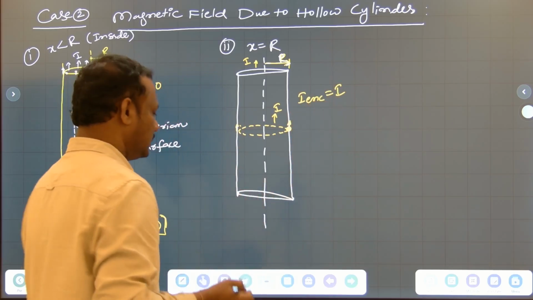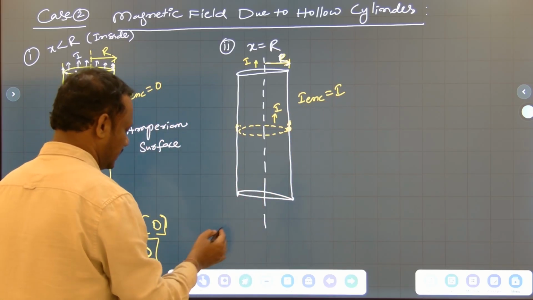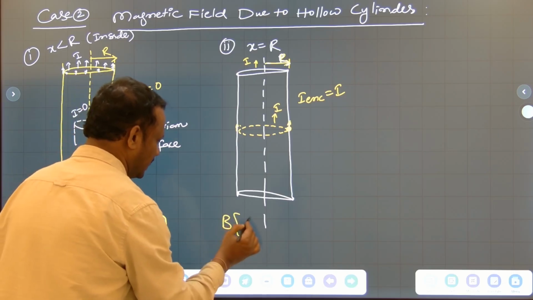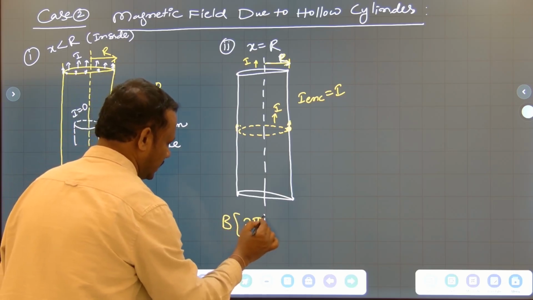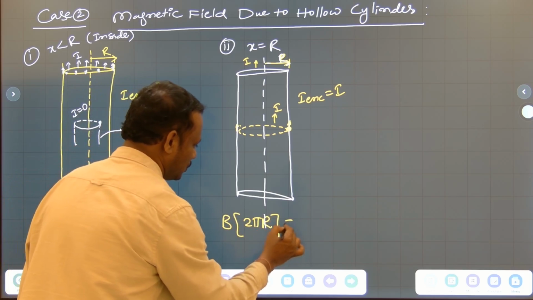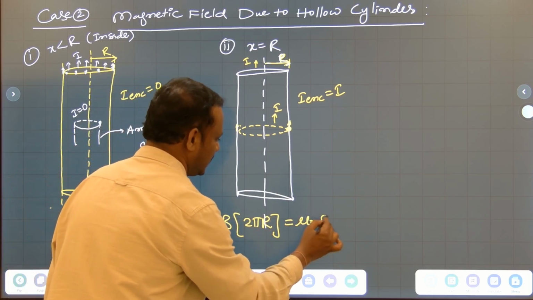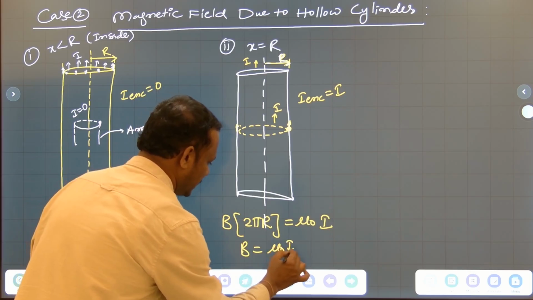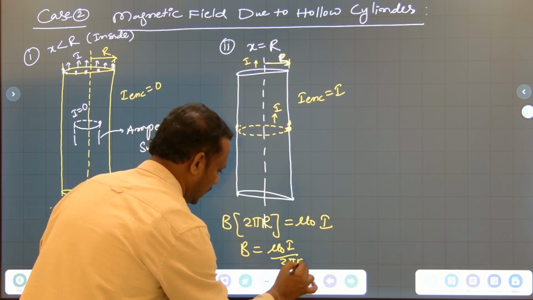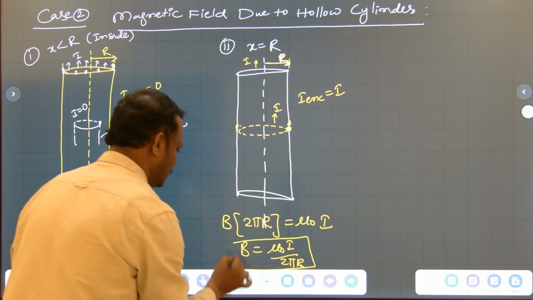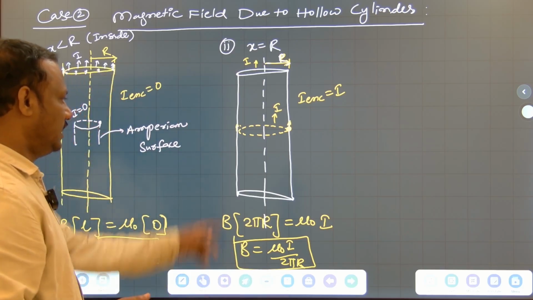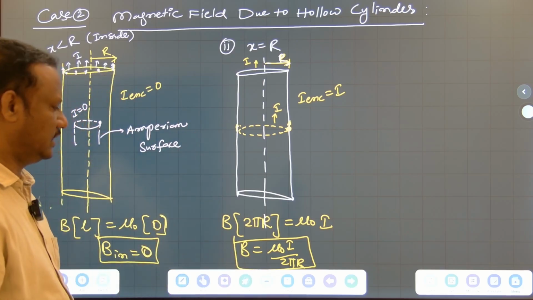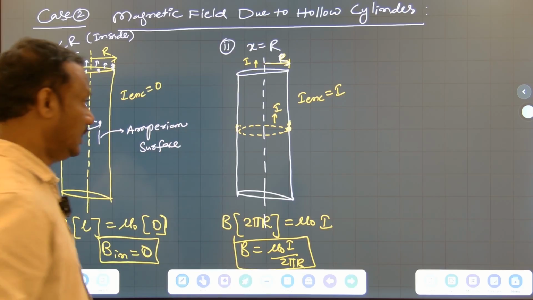Now you apply Ampere's law. B times dL means 2 pi R is equal to mu naught times I. So B is equal to mu naught I by R is the relation. So what is the magnetic field on the surface? B is equal to mu naught I by R.